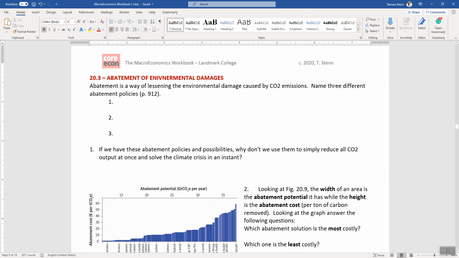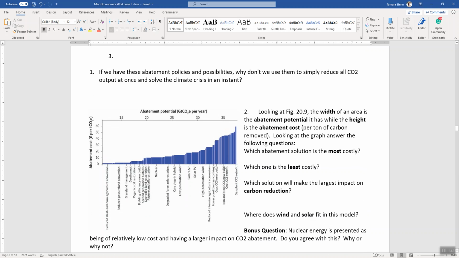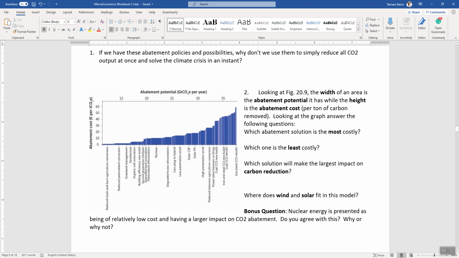If we go back to our workbook, here we have a chart, and we're asking about different abatement policies and possibilities. And why don't we just use all of them? Why don't we just throw them all in, since we know what they are, and solve the crisis and we're all done? So you guys get to think about that. And now we have figure 20.9. Let's go take a look at this figure in the book. I just want to explain this to you. It's a great figure.